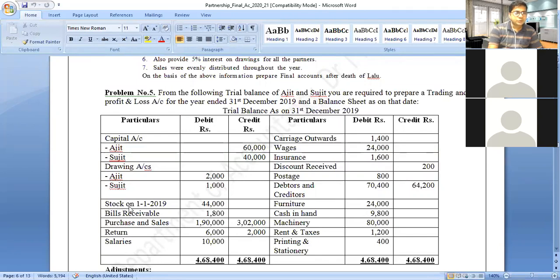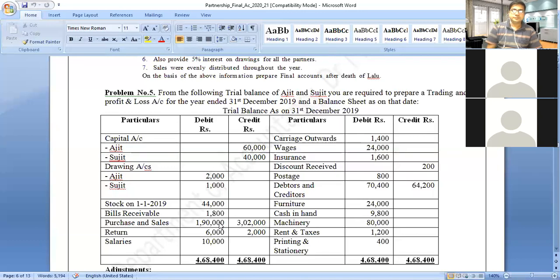Now stock on 1/1/2019 is provided. It is the opening stock, and opening stock is always recorded in the trading account. Bills receivable go on the balance sheet asset side. Purchases and sales: 1,90,000 is purchases and 3,02,000 is sales. Purchases 1,90,000 are recorded on the trading account debit side and sales 3,02,000 on the trading account credit side.